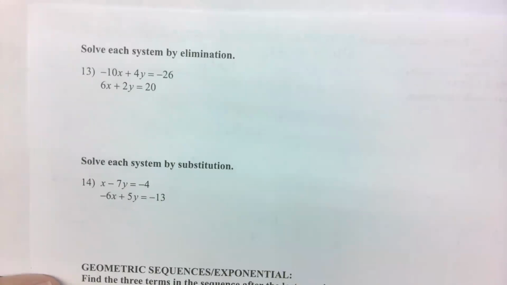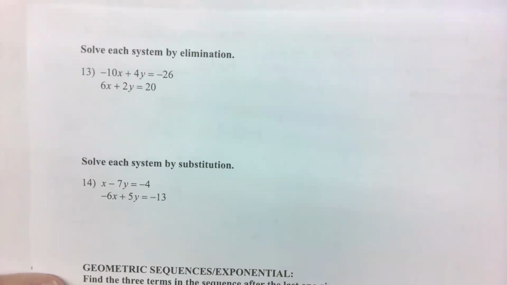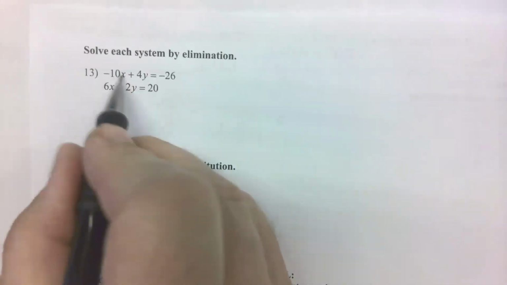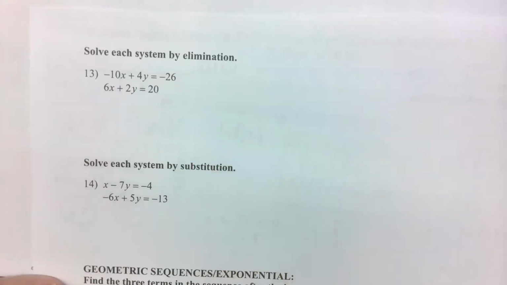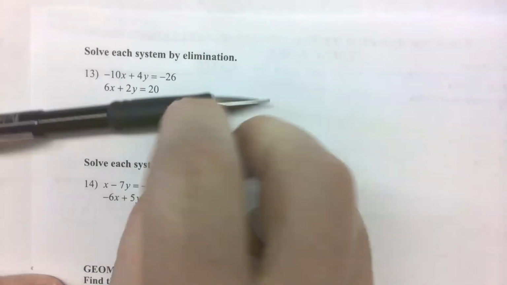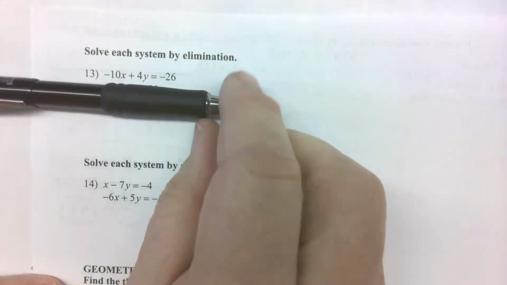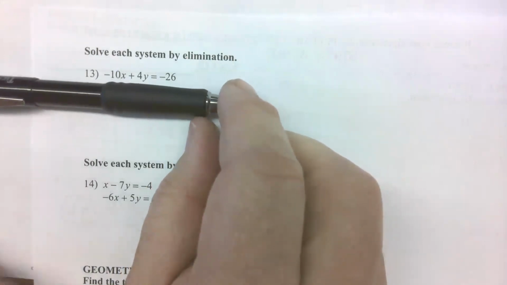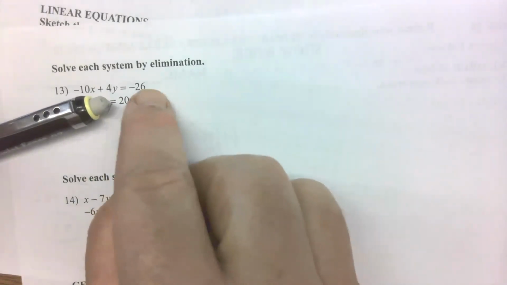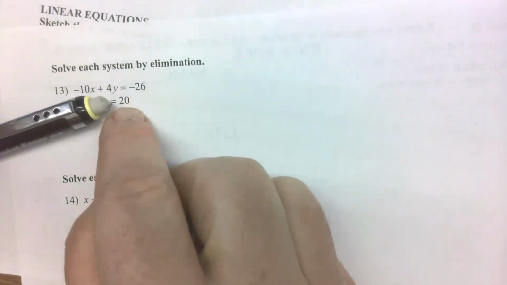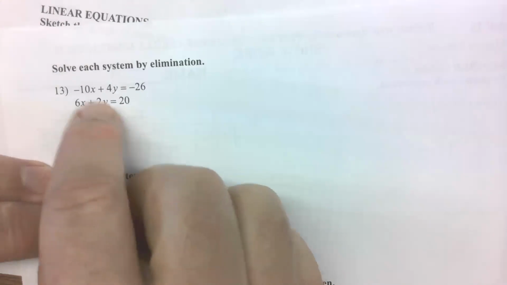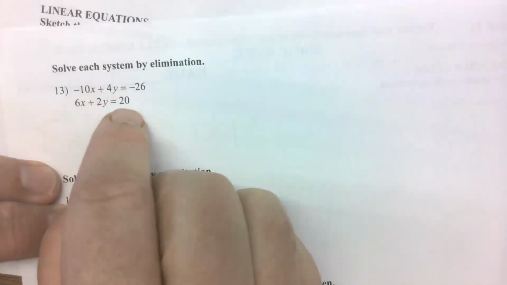Okay, solving a system by elimination. Elimination is a process of making either the x or the y eliminate. In other words, cancel out. And you'll remember that I can add whatever I want to this equation as long as I add the same amount to the right as to the left. So what I'm going to do is I'm going to add 20 to the right. And I could add 6x plus 2y to the left, and those would be the same.